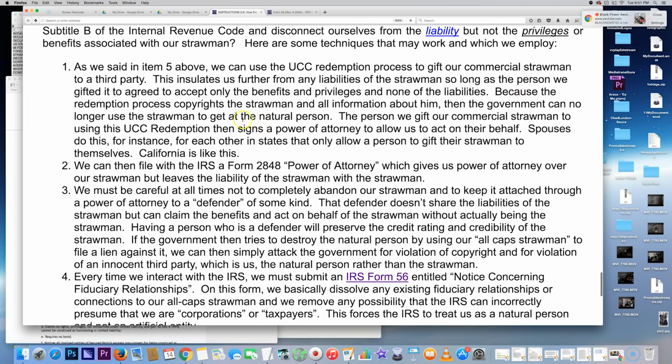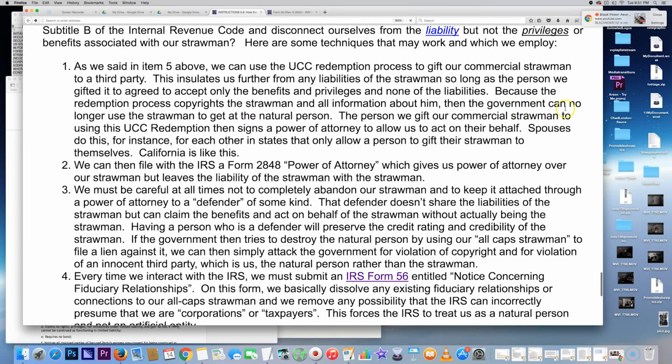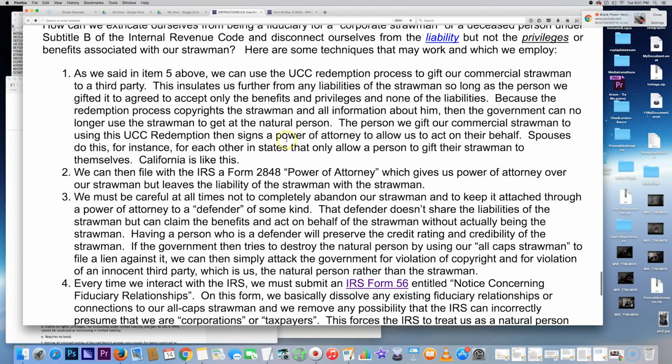Because the redemption process copyrights the straw man and all information about him, the government can no longer use the straw man to get at the natural person. The person we gift our commercial straw man to using the UCC redemption then signs a power of attorney to allow us to act on their behalf. That's the purpose of the power of attorney.